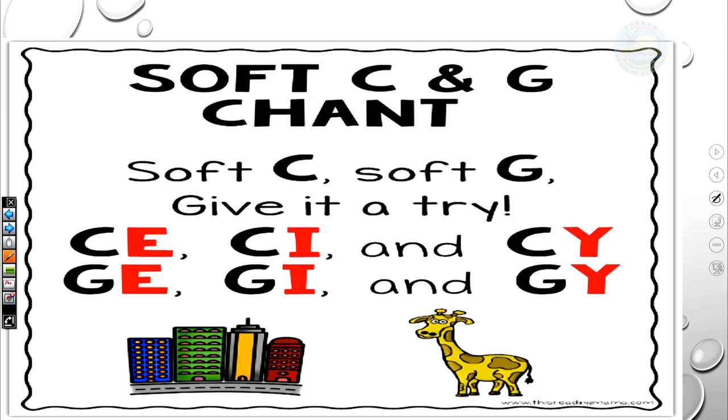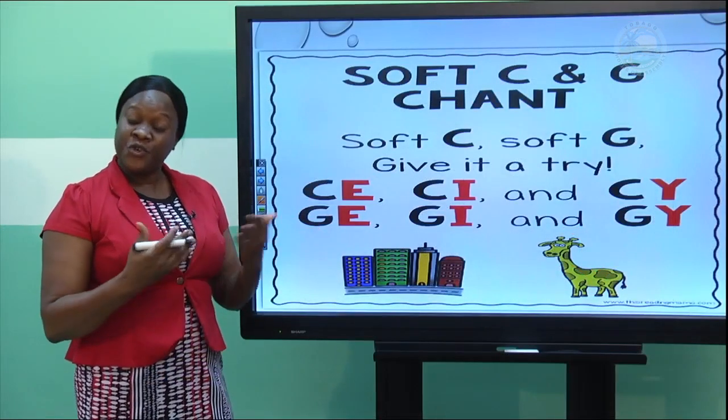The letters C and G. The little chant goes like this. Soft C, soft G, give it a try. C-E, C-I, and C-Y. Again, soft C, soft G, give it a try. G-E, G-I, and G-Y. Do you want to sing it with me?